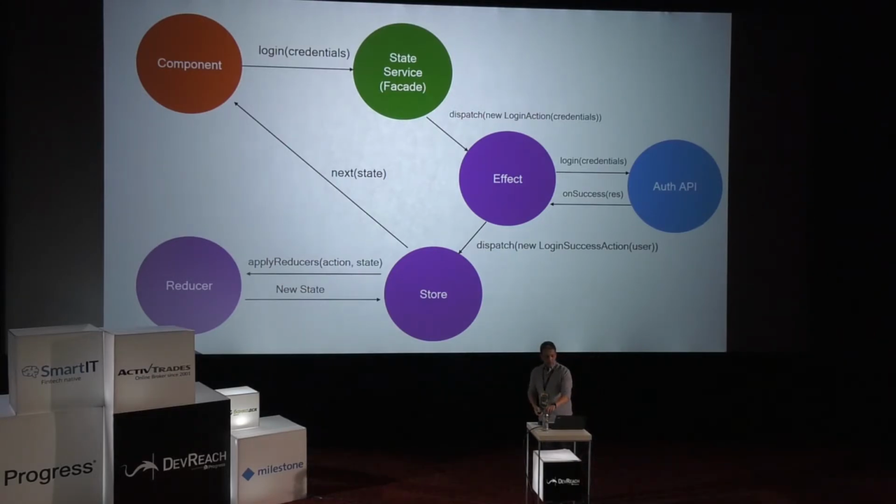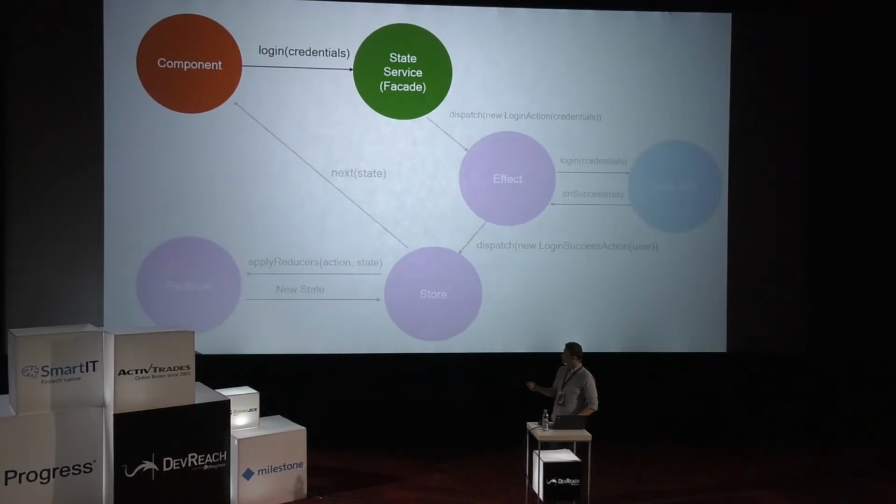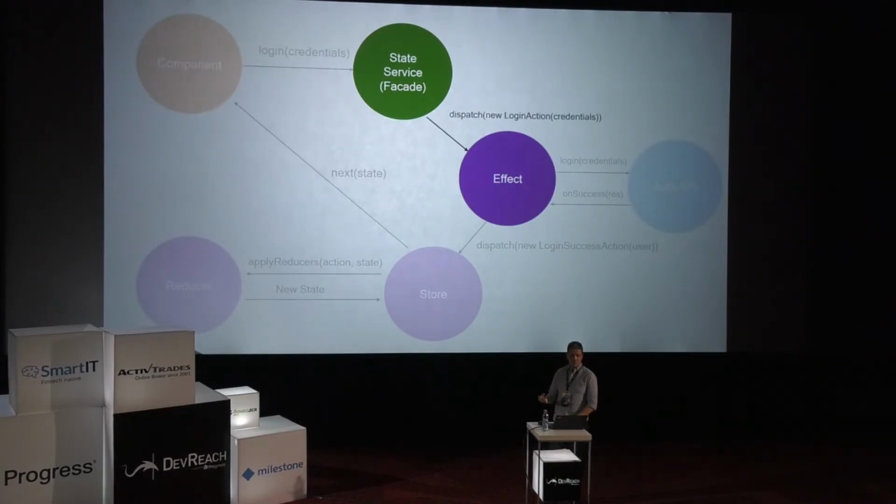So as we can see, we have our login component. We have invoked the login method of our Facade, of our state service. So our state service dispatches a new action, which is called login action, and it provides as a payload the credentials that we have inserted in our form. And then it gets intercepted by the effect middleware. For those of you who have used NGRX, do you use effects or do you handle it differently?